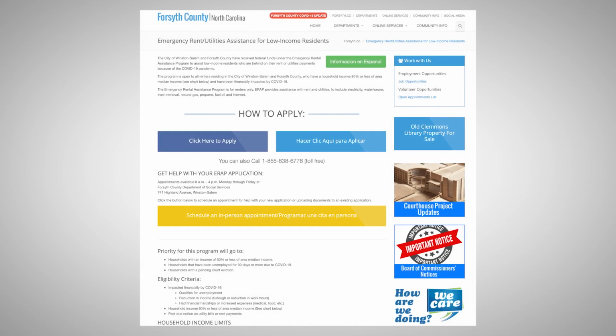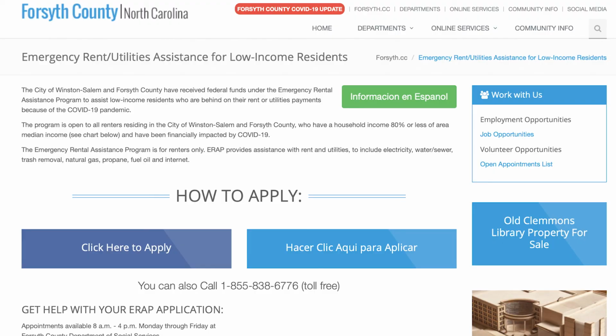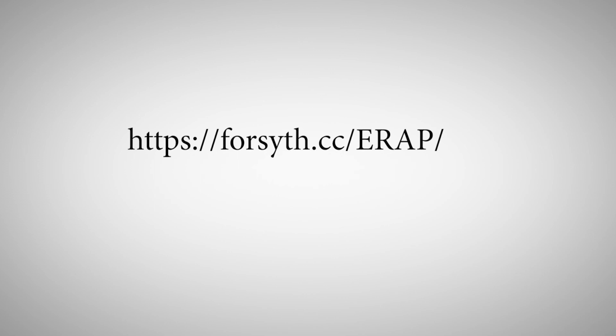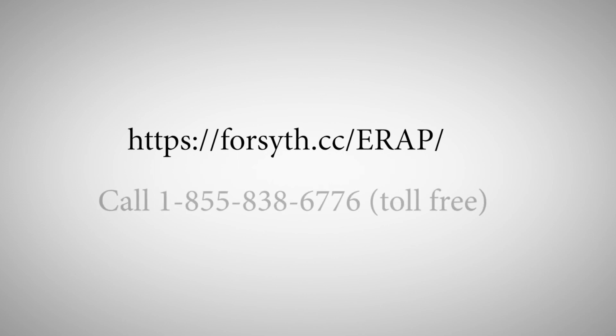For more information or if you need assistance with rent, please reach out to the Emergency Rental Assistance Program, or ERAP. They offer financial assistance to low-income residents who are behind with rent or utilities due to COVID-19. Residents can apply at forsyth.cc/ERAP or by calling 1-855-838-6776.